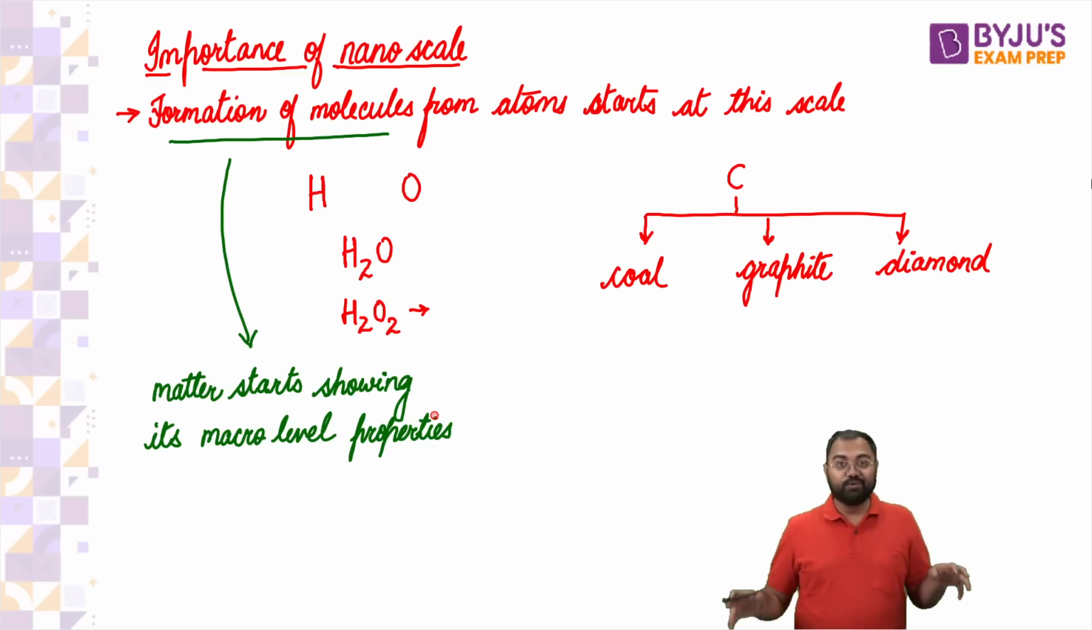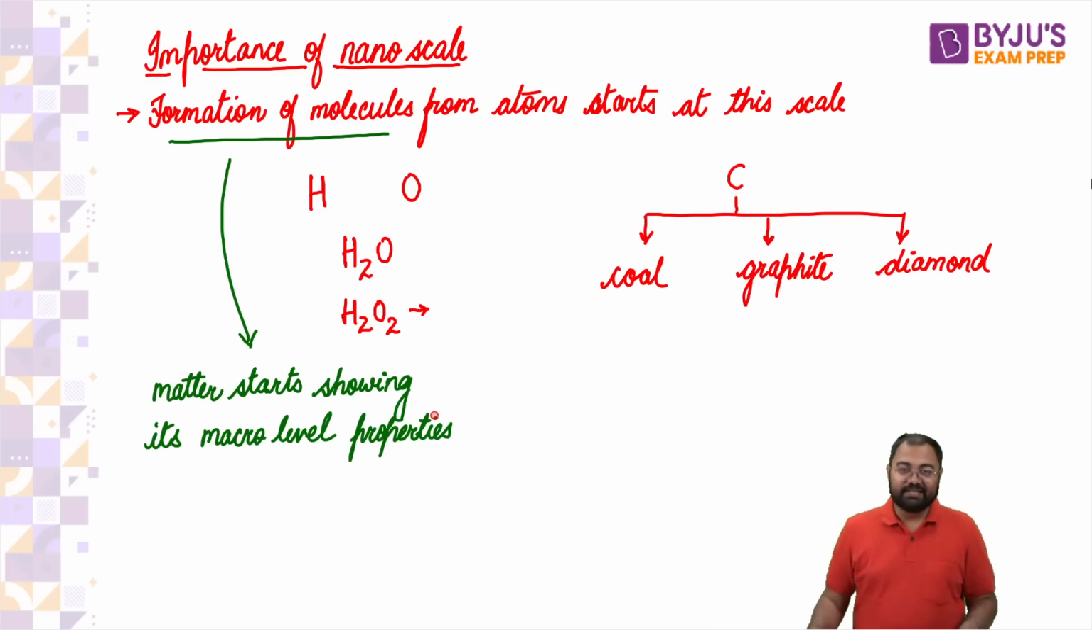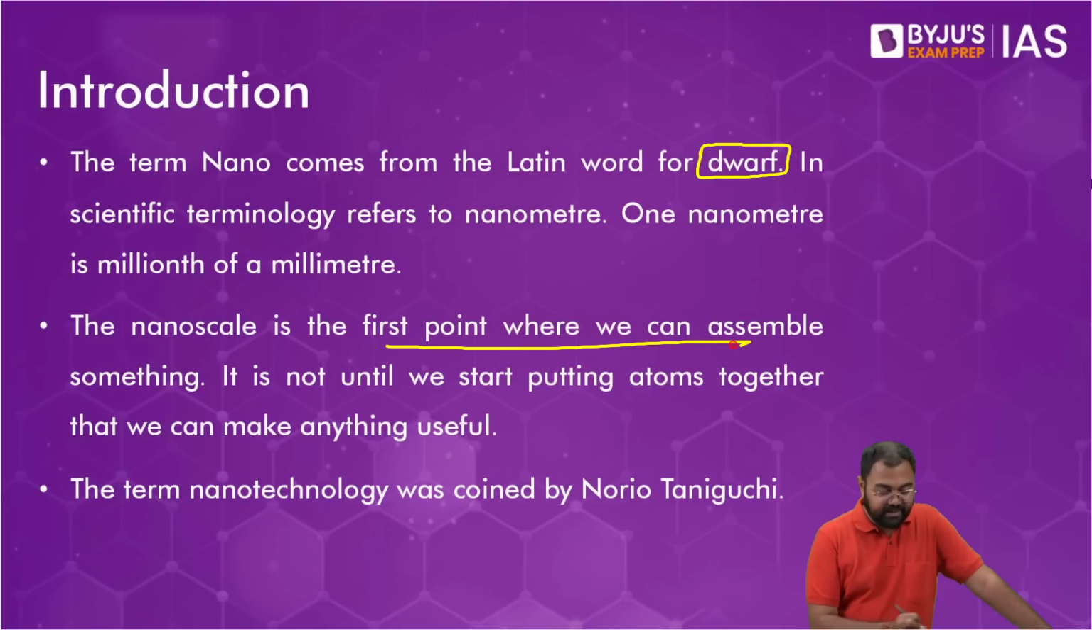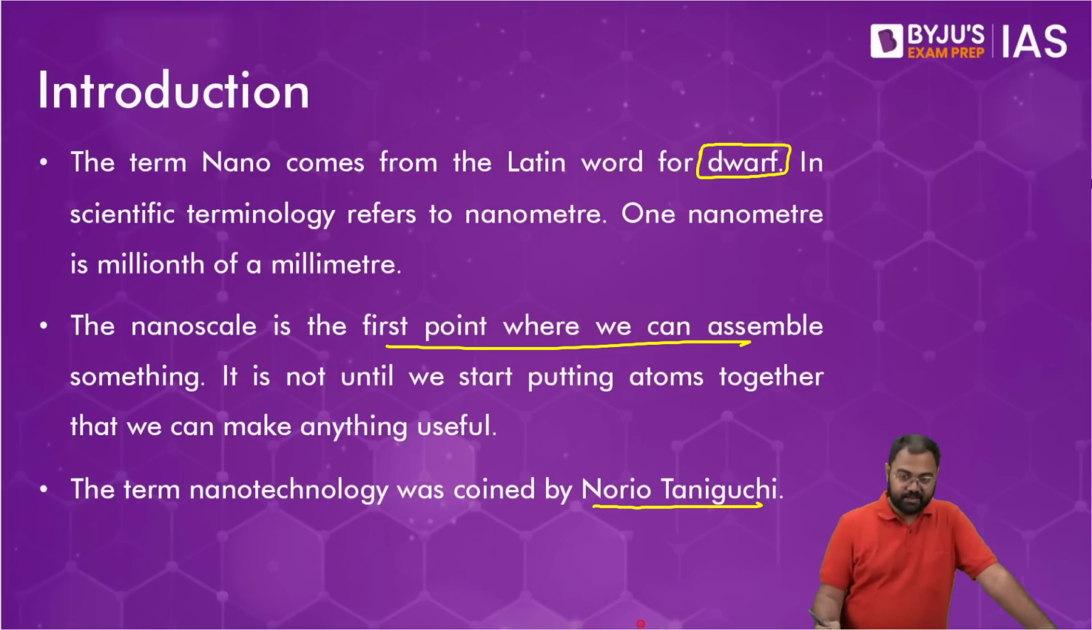And that's why we are looking at a complete branch of science that has been given only to the study of these kinds of molecules and everything that can happen at this particular scale. So that is why this scale is so important. Nano basically stands for dwarf, and this is the first point where we can start assembling something. This is where we start to see all these properties showing for the first time. The term nanotechnology was first coined by a Japanese scientist named Norio Taniguchi.